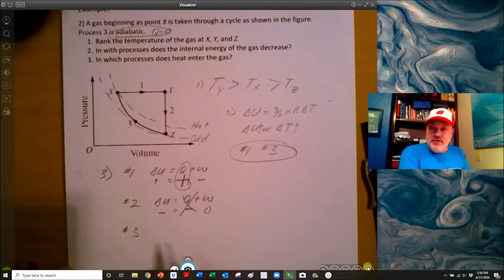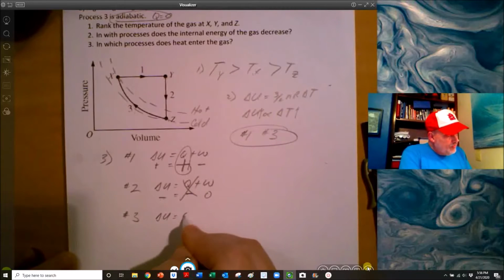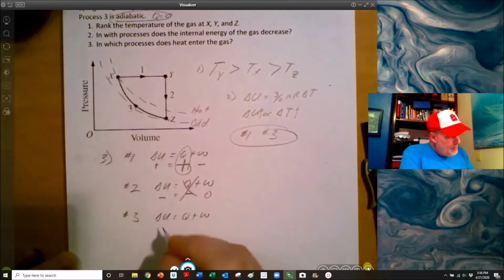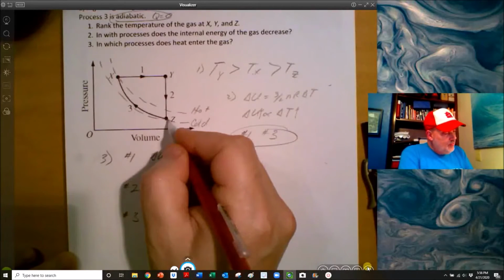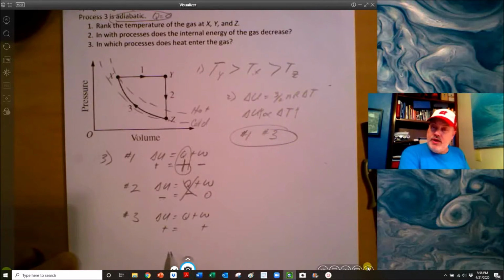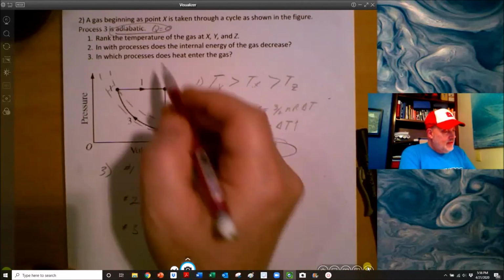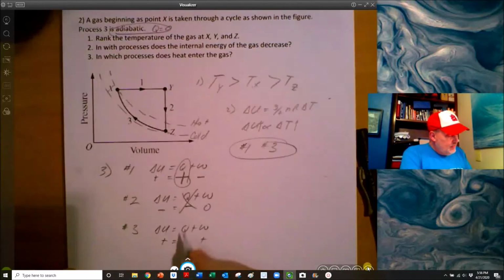How about process number 3? In process number 3, delta U equals Q plus W, and we have an increase in temperature, so that's positive. We're going to the left, so that's positive work. So what do we do? Well, they've given us a little extra information that helps us out. So we didn't actually have to do any of this. It's adiabatic, so the heat is 0.